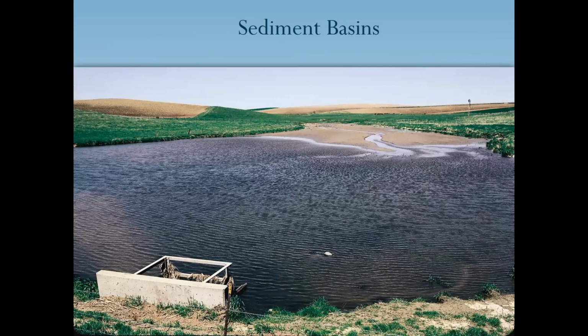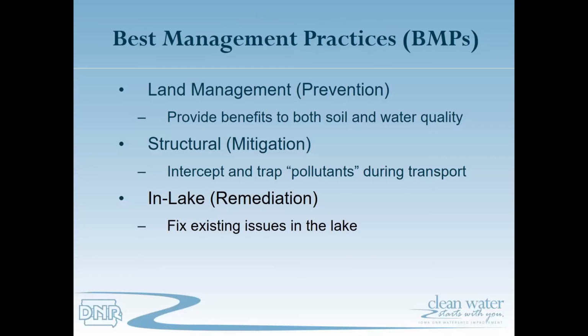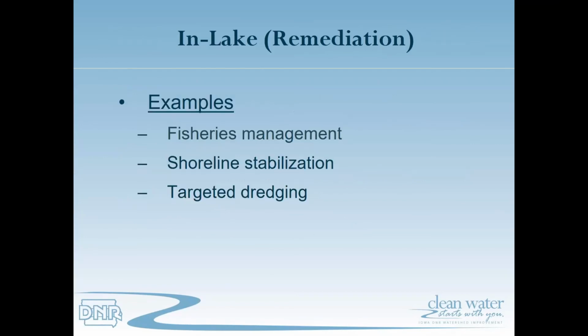And finally, we have in-lake best management practices or remediation, and those can fix existing issues in the lake. So if we already have water quality issues, these might be some practices that we can look to. Some examples would be fisheries management, shoreline stabilization, or targeted dredging. And in this case, we might want to look at, and it's described further in the document, fisheries management over other more expensive practices like targeted dredging or shoreline stabilization.